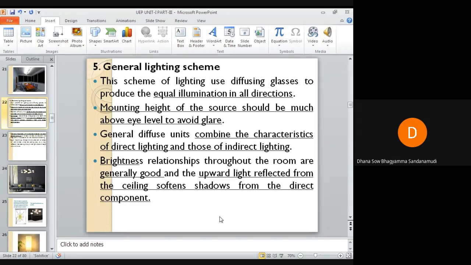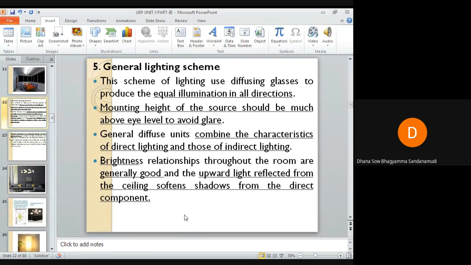It means the light rays, luminous flux rays, travel equally in all directions within the room, not only to the ceiling, but towards the walls as well as towards the surface. Whenever I want equal illumination in all directions, I will prefer the general lighting scheme. The mounting height of such lamps should always be above the eye level to avoid glare. Usually the brightness relationships throughout the room will be very good whenever we use the general lighting scheme.